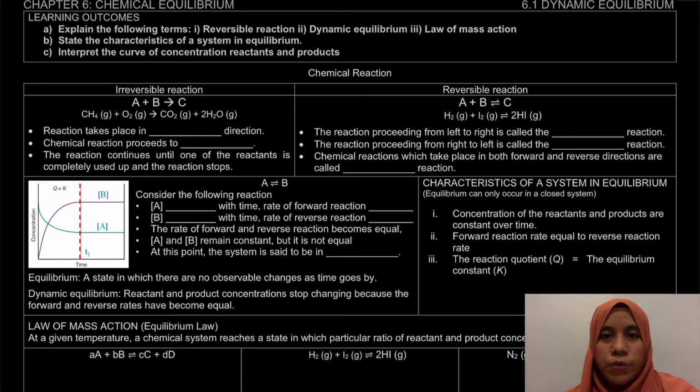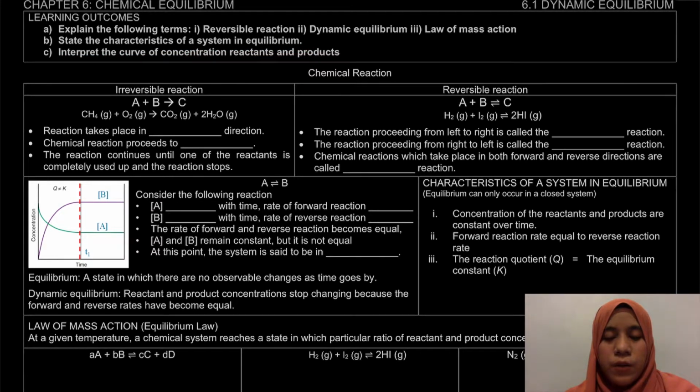In this subtopic, the learning outcome is to explain the terms reversible reaction, dynamic equilibrium, and law of mass action. Then state the characteristics of a system in equilibrium. And last but not least, interpret the curve of concentration of reactants and product.